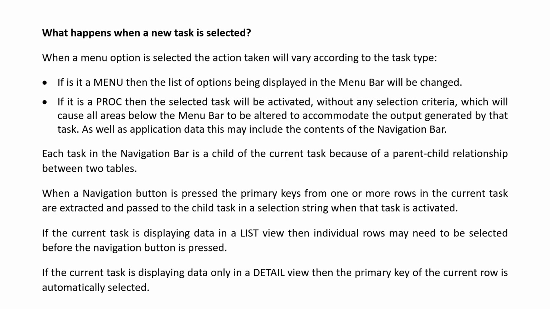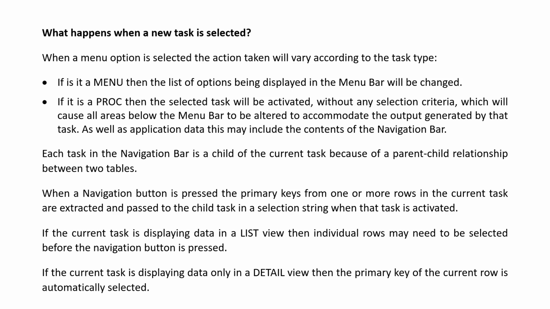What happens when a new task is selected? When a menu option is selected, the action taken will vary according to the task type. If it is a menu, then the list of options being displayed in the menu bar will be changed. If it is a proc, then the selected task will be activated without any selection criteria, which will cause all areas below the menu bar to be altered to accommodate the output generated by that task. As well as application data, this may include the contents of the navigation bar.